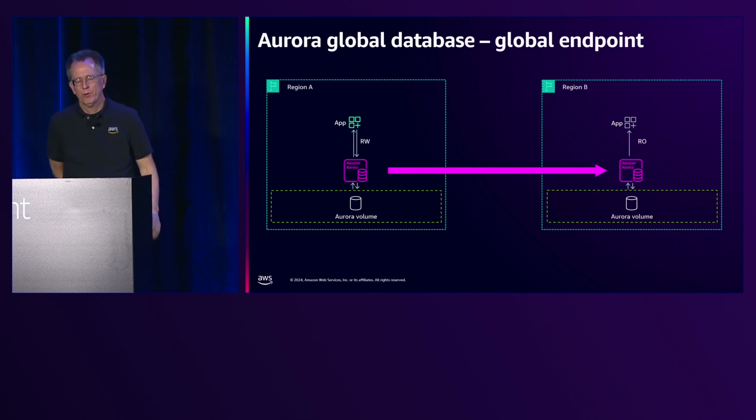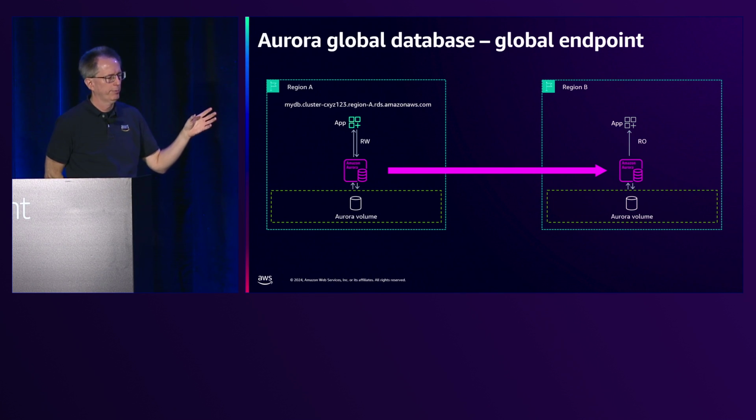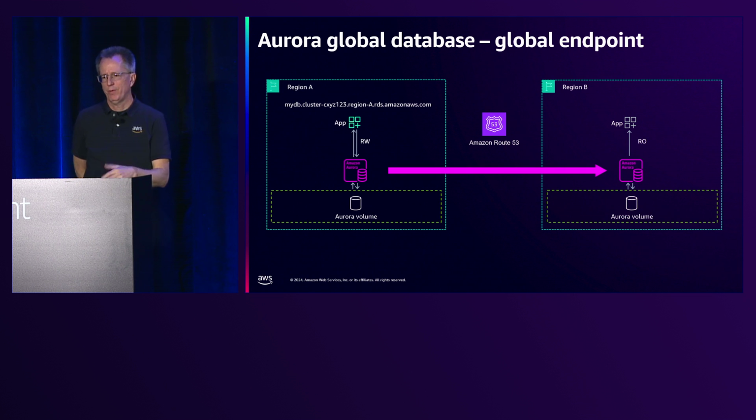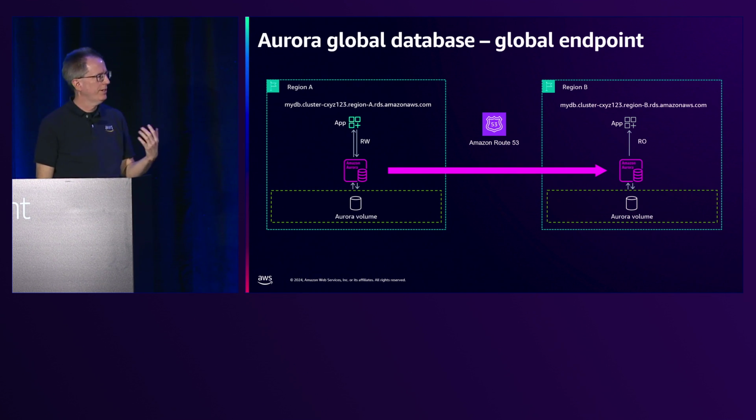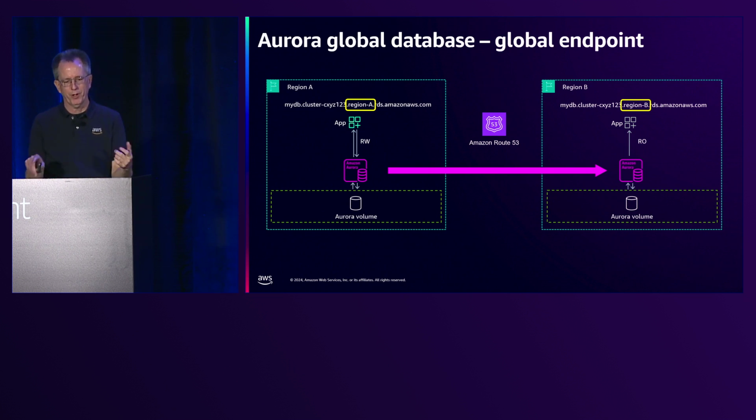Now, one of the other things for resilience is making sure your application can actually figure out where to talk to the live database, right? So in this kind of global nature, each of the databases has a different endpoint. So this is the CNAME for region A's cluster, and that's vended by Route 53, our DNS service. And of course, region B has a different one. And you can actually see that the subdomain here is region A in one side, region B in the other. They can have different other names, but they're going to be different, right?